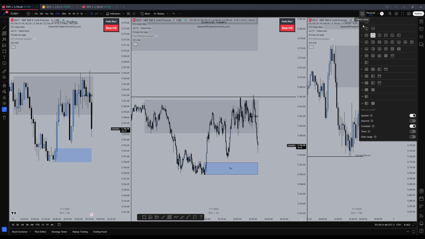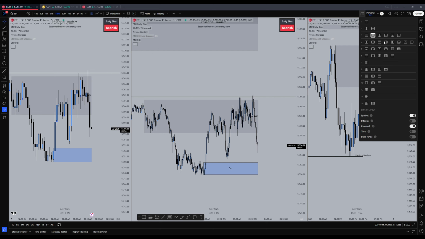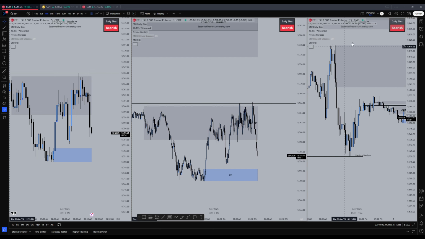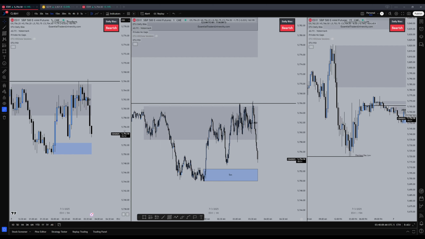So how you do this is you go on the top right, where you have layout set up, and you can pick how many charts you want to have open at once. For me, I picked this layout here for three open charts, and I picked this second option right here, which puts everything right next to each other perfectly.